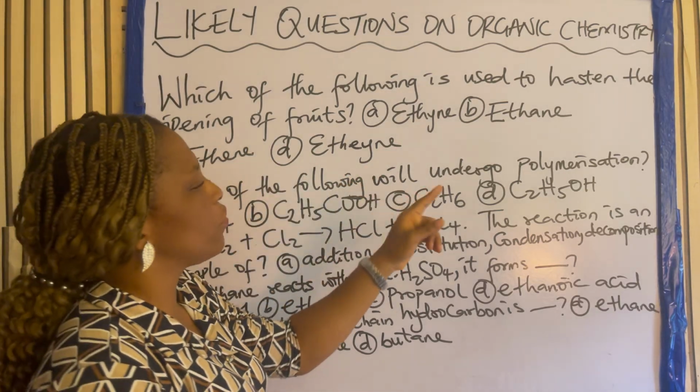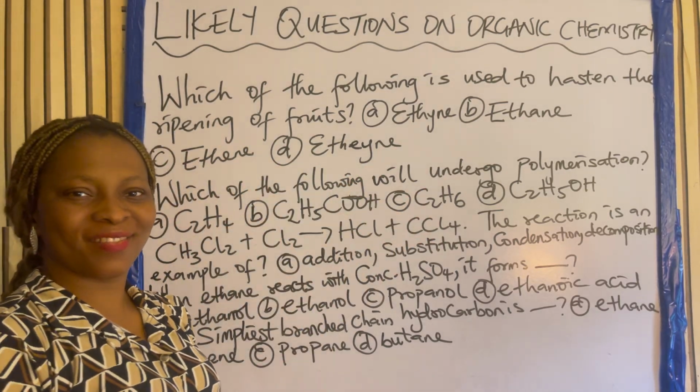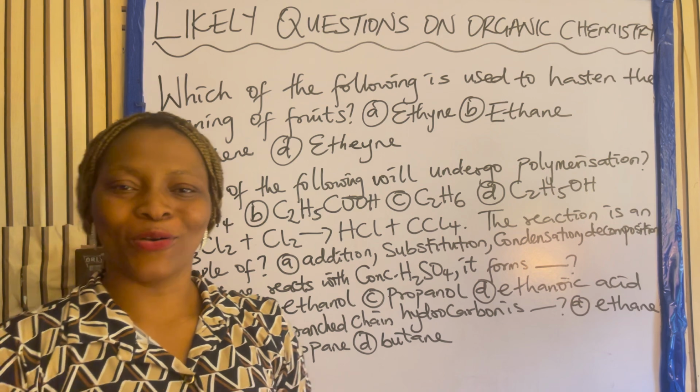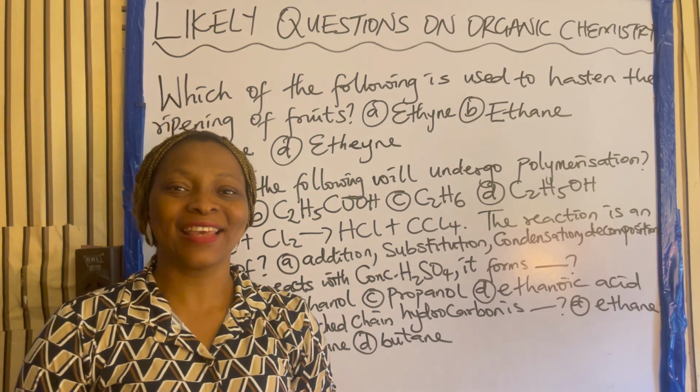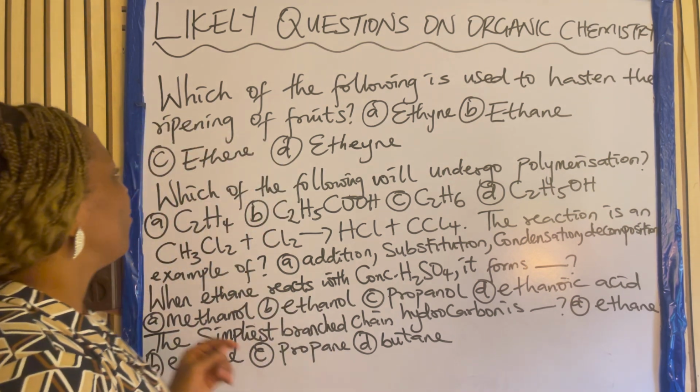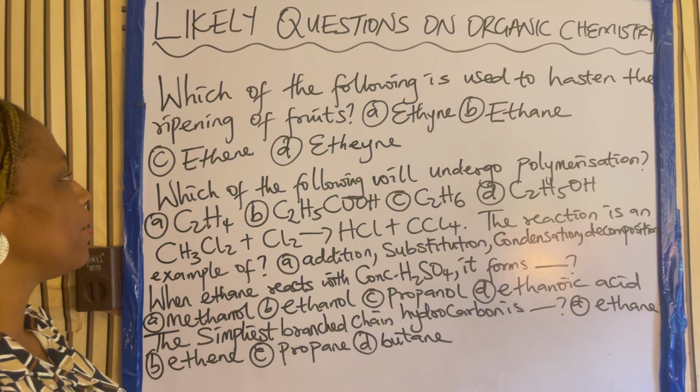Which of the following is used to hasten the ripening of fruits? What is your answer? Welcome to today's class on organic chemistry. Let's go. Which of the following is used to hasten the ripening of fruits?